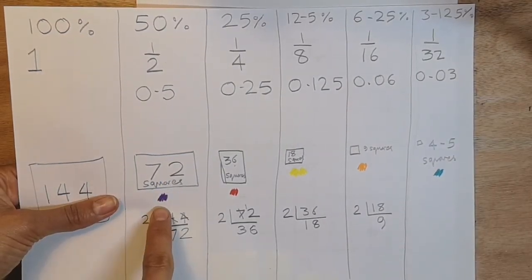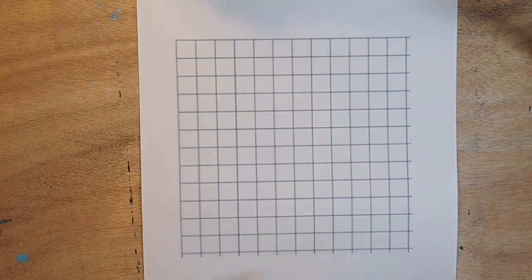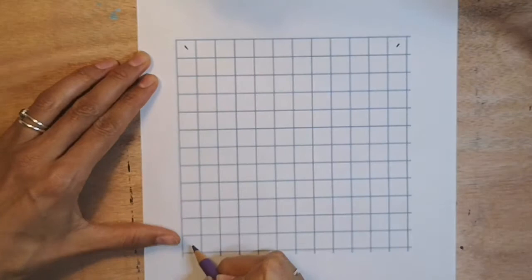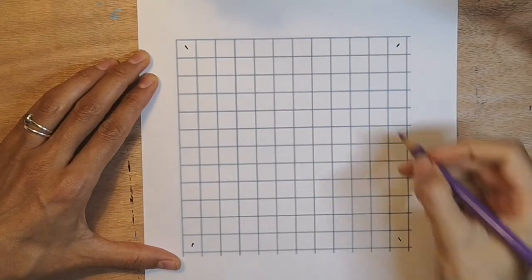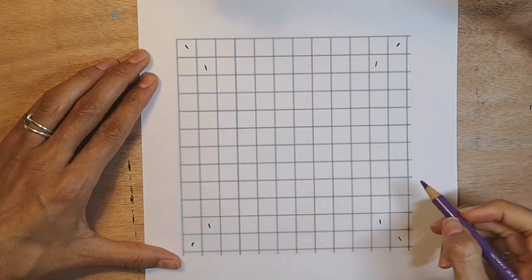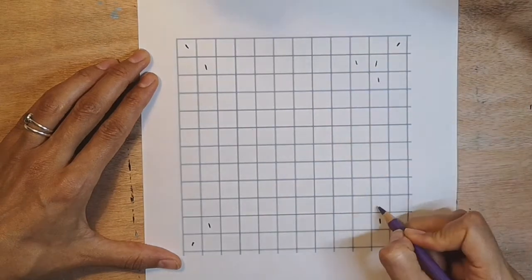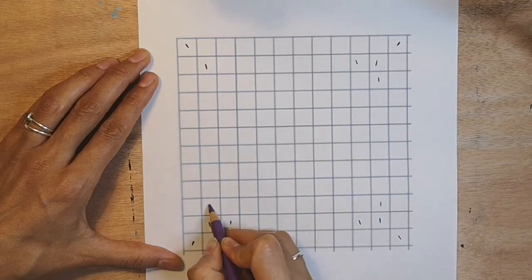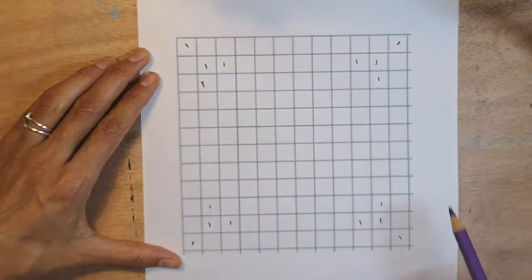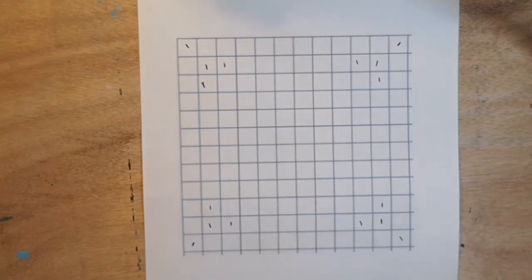Right, so 72 squares need to be purple. My first step is to mark off 72 squares. So I'm going to mark them off. That's 4, 8, 9, 10, 11, 12, 13, 14, 15, 16, and I'm going to keep marking them off in a pattern so I know which ones to colour purple.